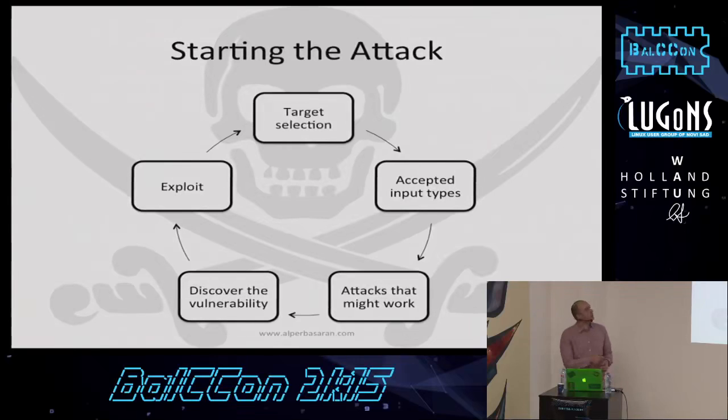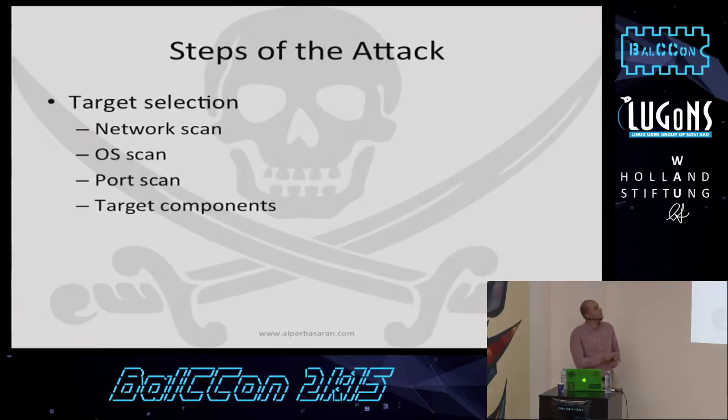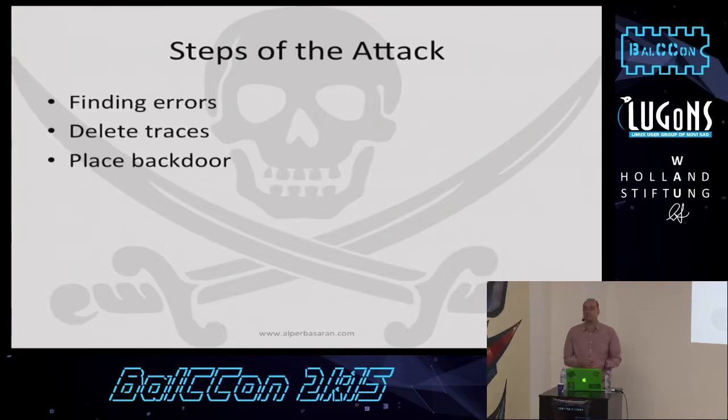Okay, let's go over quickly the steps of an attack. This is sometimes referred to as a hacking cycle, but it starts with target selection and goes all the way to exploiting. The attacker can find the targets in many different ways. You can scan the network or scan the ports or just fuzz. We'll just see an example now. And find the error that he or she could exploit and place the backdoor and delete traces.